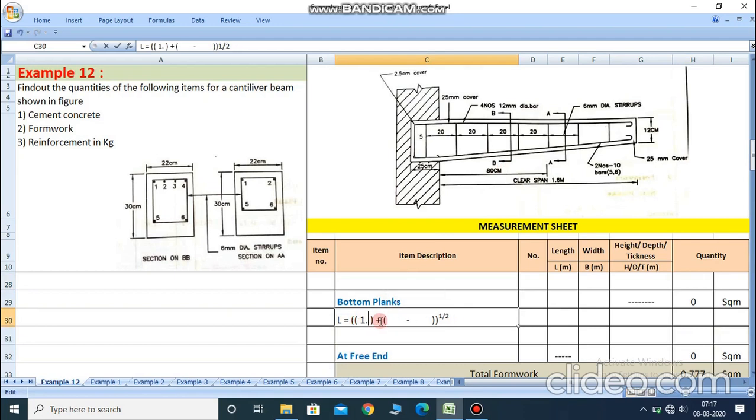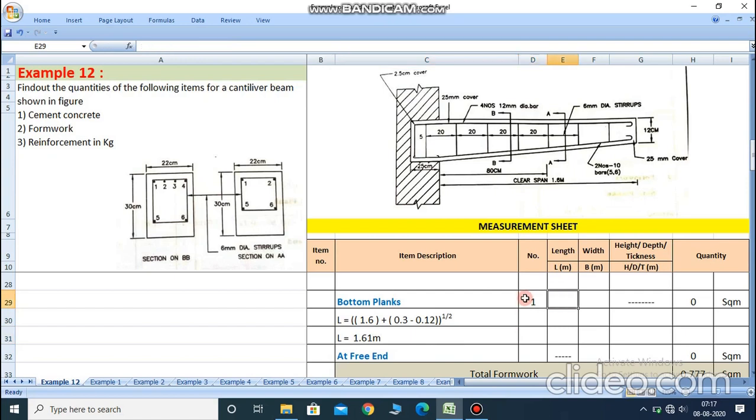Total clear span is 1.6 meter, already given in the figure, and the fixed side is 0.30 centimeter, and the free side is 12 centimeter. So the total length of the bottom plank we got is 1.61 meter. So it's a total length, and at the bottom plank single formwork is required.